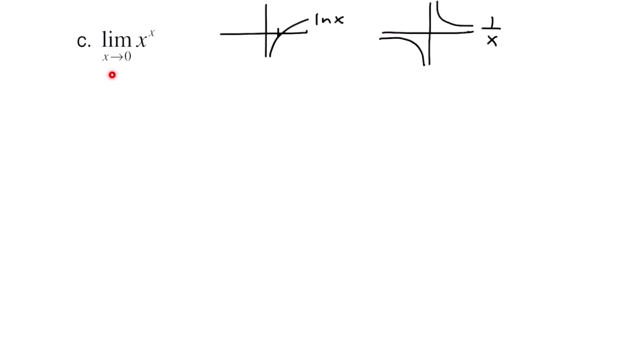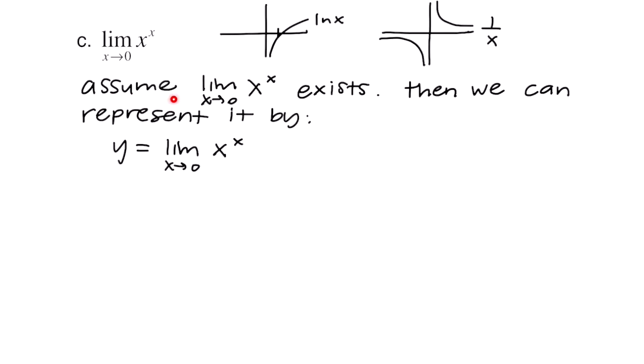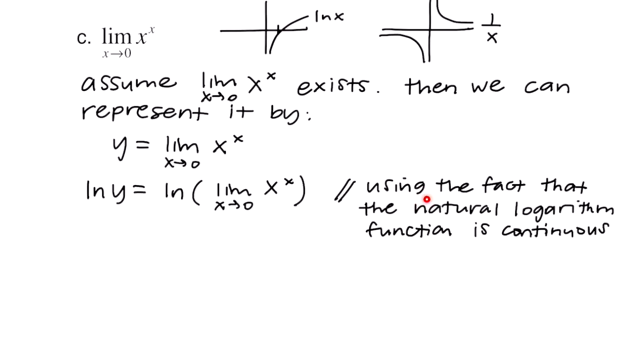This example says the limit as x goes to 0 of x to the x. I started the problem by saying assume that the limit exists, then we can represent it by y, and again, since it exists, it's going to equal a value. So next, we're going to take the natural log of both sides. And I wrote a note using the fact that the natural logarithm function is continuous. We can rewrite the right side as the limit of ln of x to the x.